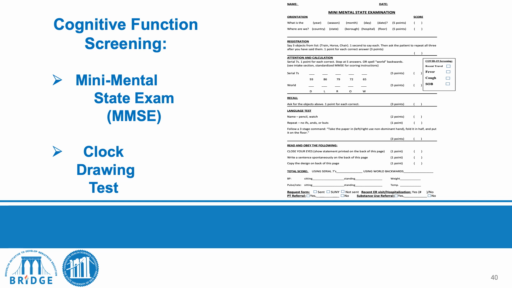It's scored out of 30, 30 being high and independent, and 0 being low. So it's 0 to 30. And we do this at every visit that the patient comes and compare it to the one before. Okay? So this is the MMSE.